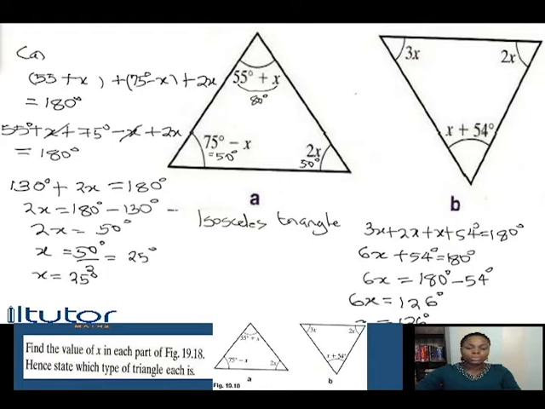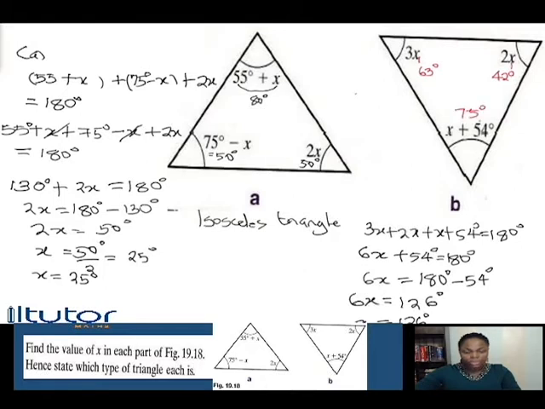Okay, so since we've gotten our x to be 21 degrees, inputting the value of x here, we'll have that 3x is 3 times 21, which will give us 63 degrees. And 2 times 21 will give us 42 degrees, and x plus 54, that's 21 plus 54, will give us 75 degrees.